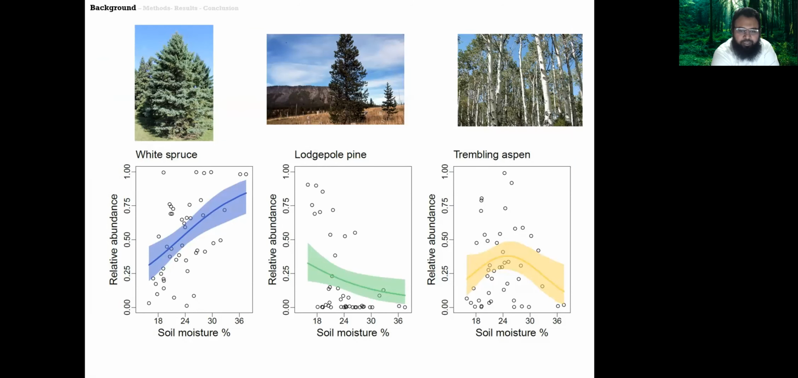The forest is dominated by lodgepole pine, white spruce, trembling aspen, and occasionally balsam poplar. White spruce can be found mostly in the wet areas. Lodgepole pine are found on the ridge in the dry areas, and white spruce or trembling aspen are found in between.